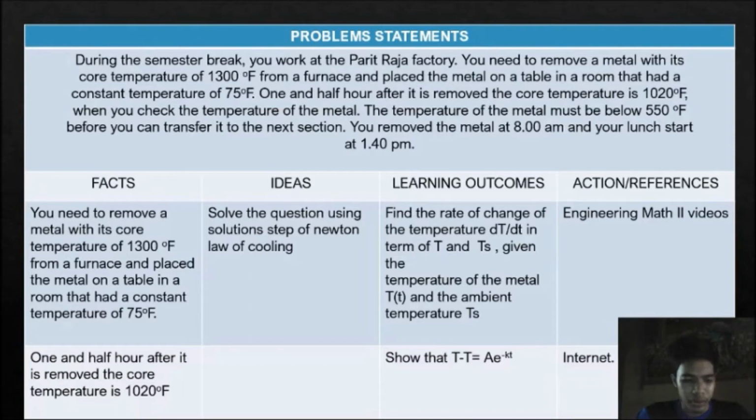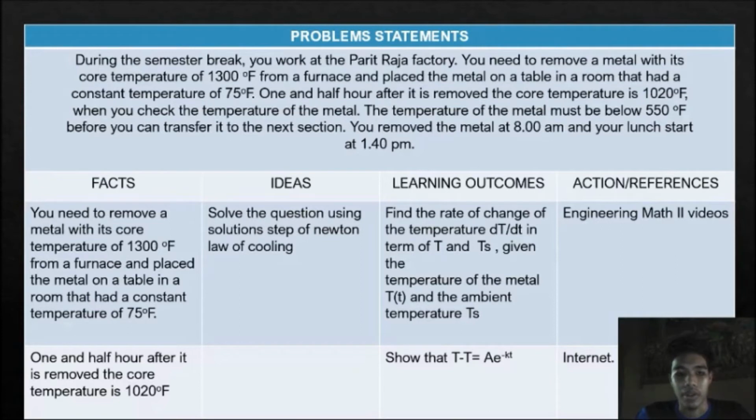My turn is to tell about the part B question. So the problem statement is: during the semester break, you work at the factory. You need to remove a metal with its core temperature of 1300 Fahrenheit from a furnace and place the metal on a table in a room that had a constant temperature of 75 Fahrenheit. 1.5 hours after it is removed, the core temperature is 1020 Fahrenheit.